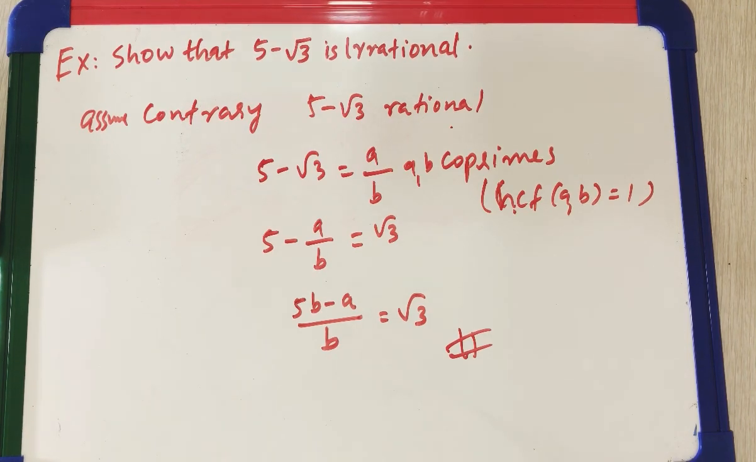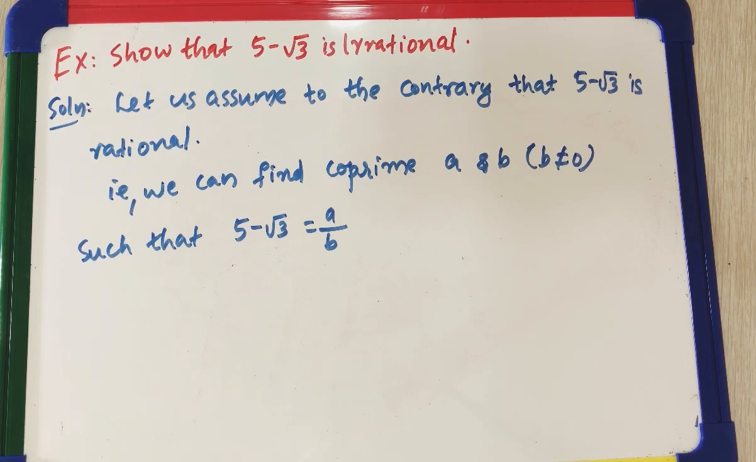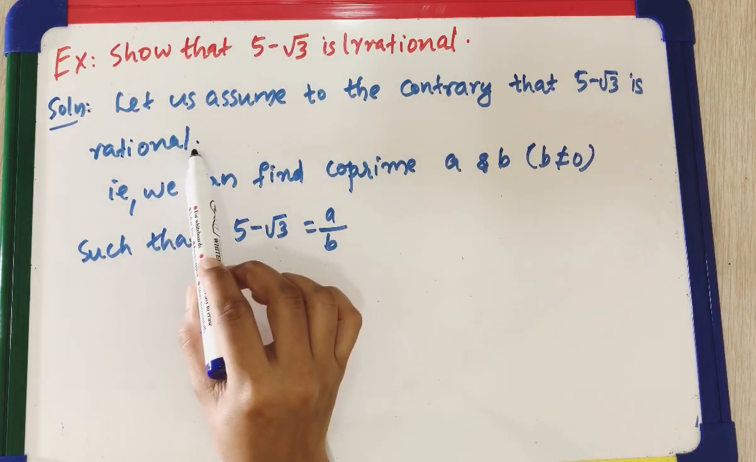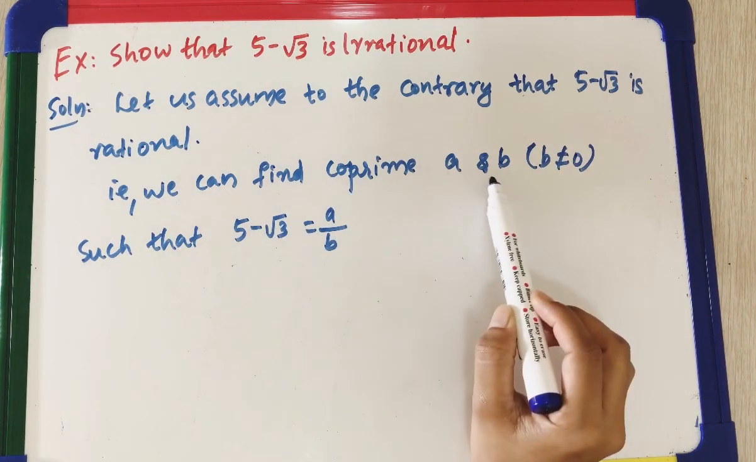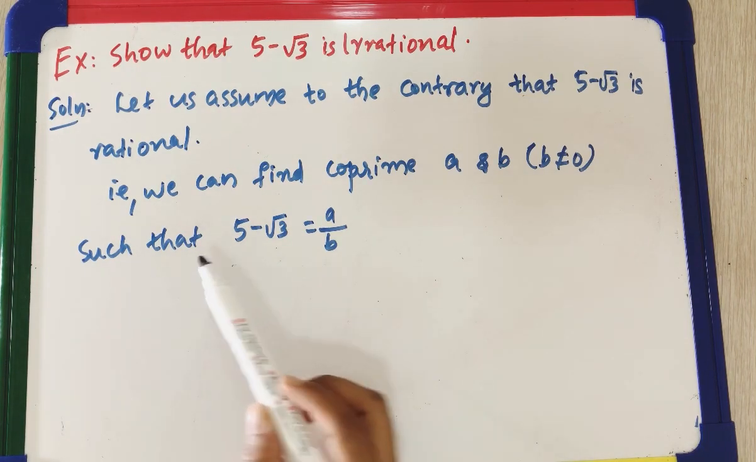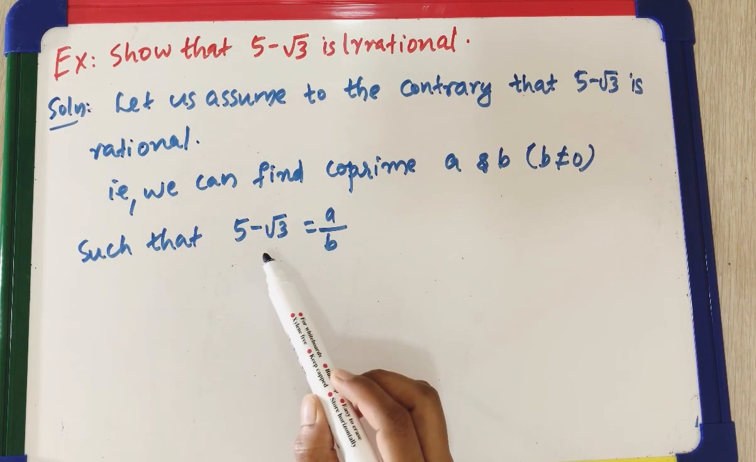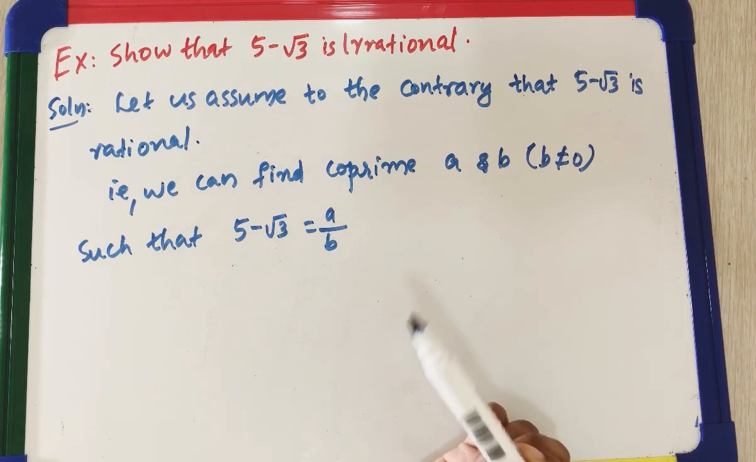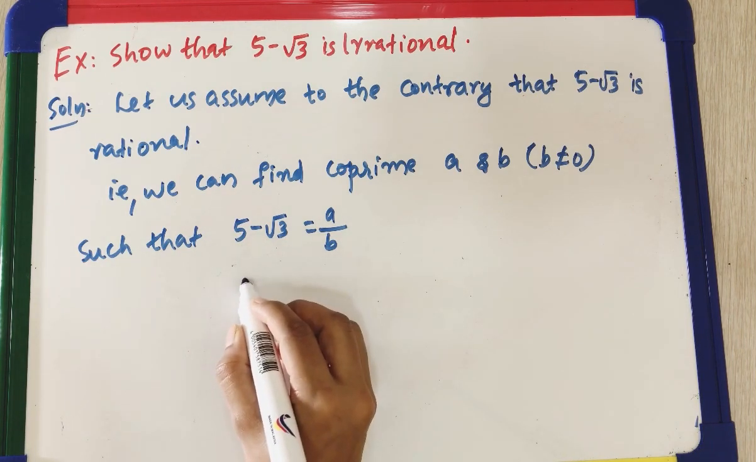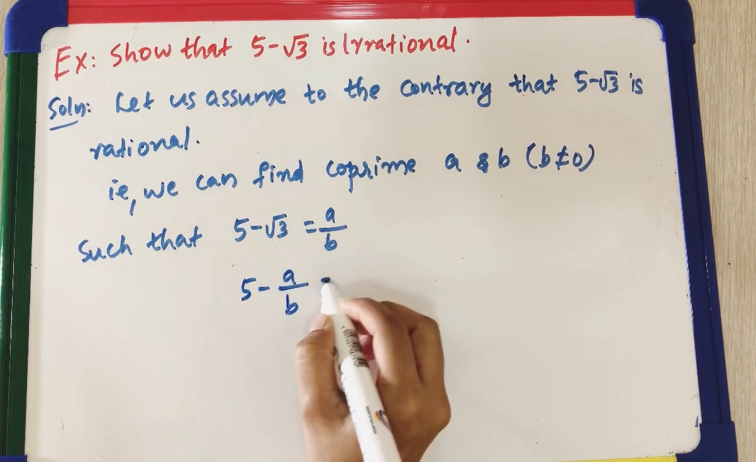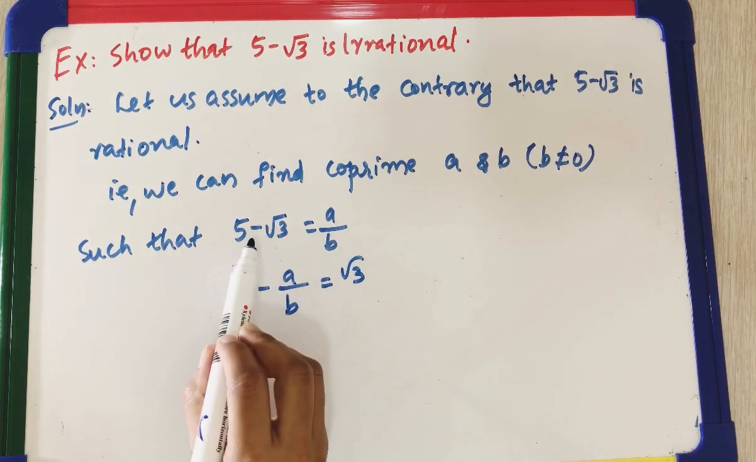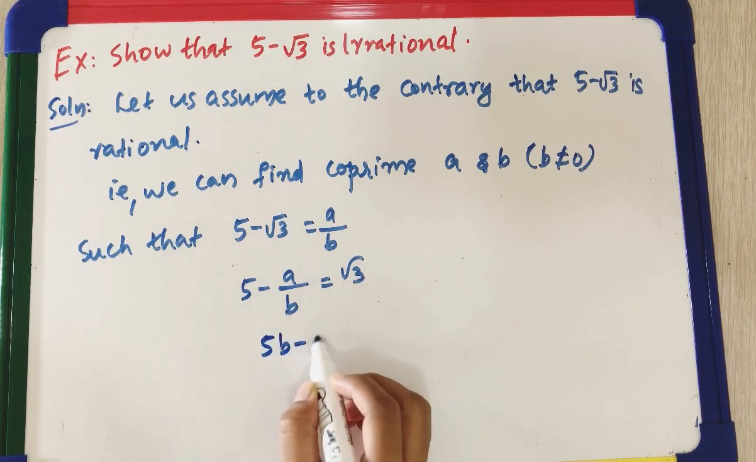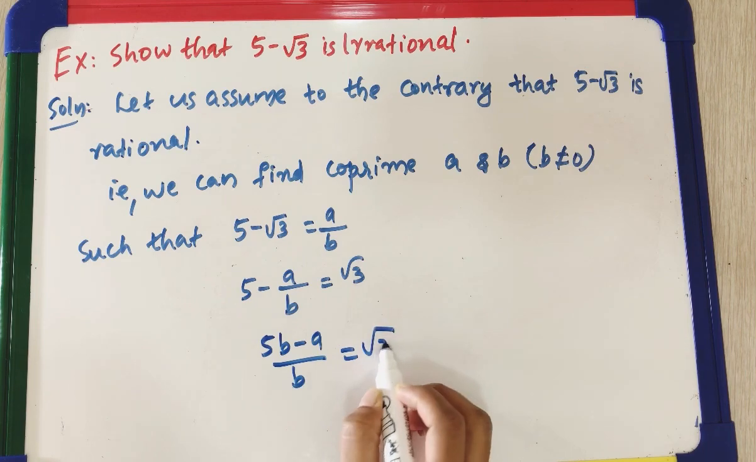We can see the proof in detail. Solution. Let us assume to the contrary that 5 minus root 3 is rational. That is, we can find co-primes A and B with B not equal to 0 such that 5 minus root 3 is equal to A by B. Since this is rational, we can find co-primes A and B with B not equal to 0. This is 5 minus A by B equal to root 3. Just taking A by B to the side and root 3 to the other side, which is (5B minus A) by B equal to root 3.